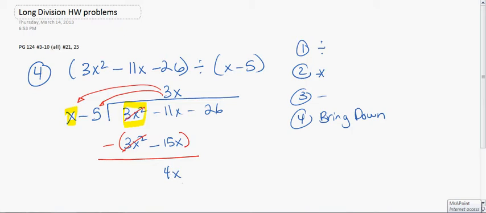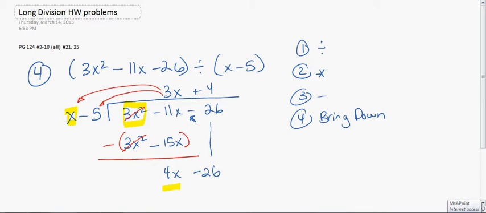After I subtract, then I bring down. So I'm going to bring down that negative 26. It brings the sign with it, so make sure you're bringing the subtraction. And then I repeat the process. Go back to the beginning. I'm going to divide the first term, x, into the first term of my polynomial, into the 4x. And x goes into 4x 4 times. So I'm going to write plus 4 over the like term, negative 26.